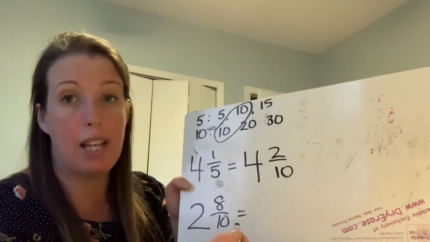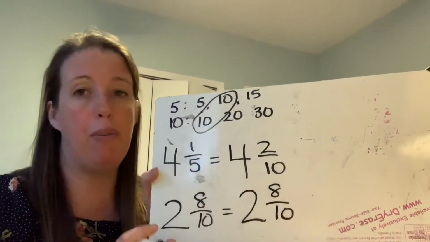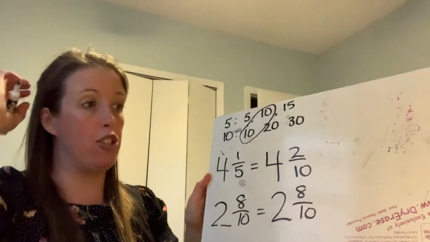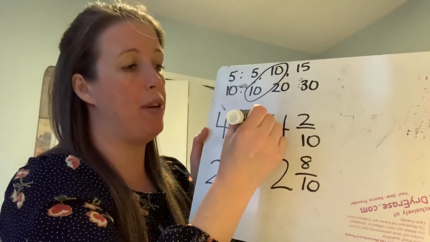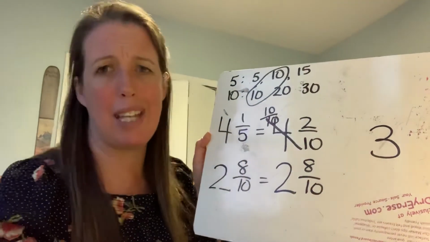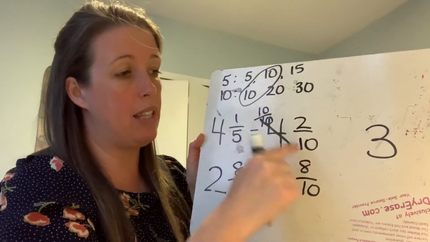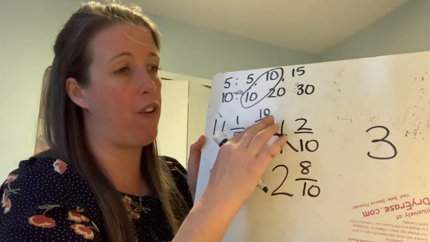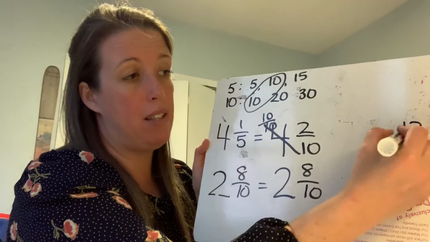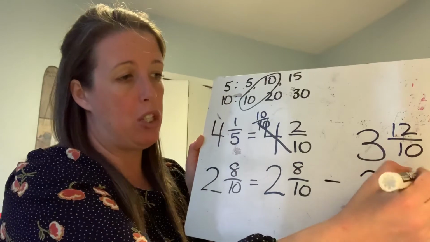Luckily, it's already tenths, so we don't even have to rename it to an equivalent fraction. It just stays the same. Now, if I have 2 tenths, I can't take 8 tenths away. So strategy 1, take a whole away from here. And I'm going to turn it into 10 tenths. Where did the 10 come from? My denominator tells me how many make a whole. 10. So 10 tenths, I changed my whole into a fraction. I have 10 new tenths. I already had 2 tenths, so now I have 12 tenths. And my second fraction staying exactly the same, minus 2 and 8 tenths.